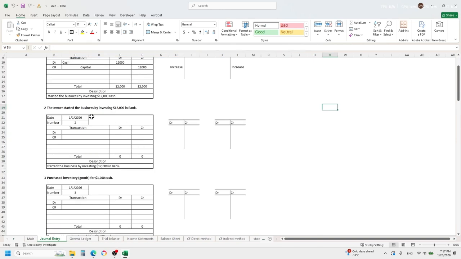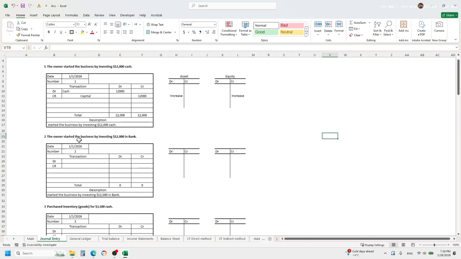The second one: the owner started the business by investing 12,000 in a bank. It's the same as this one, because what is affected is current assets in bank and capital from investing the money. So here instead of cash, we're going to write bank, here capital, 12,000, 12,000. Also the asset increased by bank, so we debited, and the equity increased by capital, so we credited.